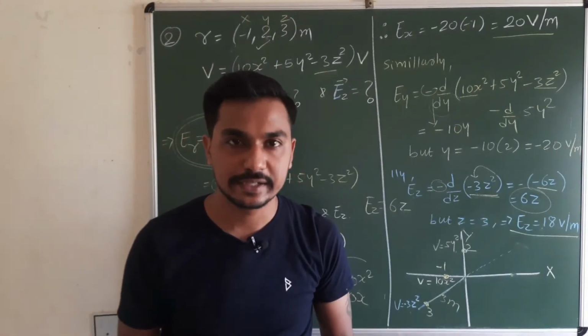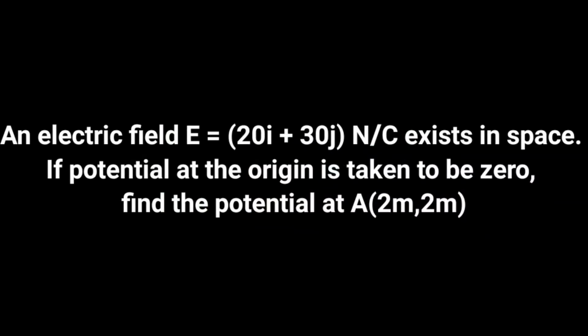Now let us try the next one. Question 3. Electric field E is equal to 20 I cap plus 30 J cap Newton per coulomb existing in free space. If the potential at origin is taken as 0, determine the potential at point A (2, 2) meter.